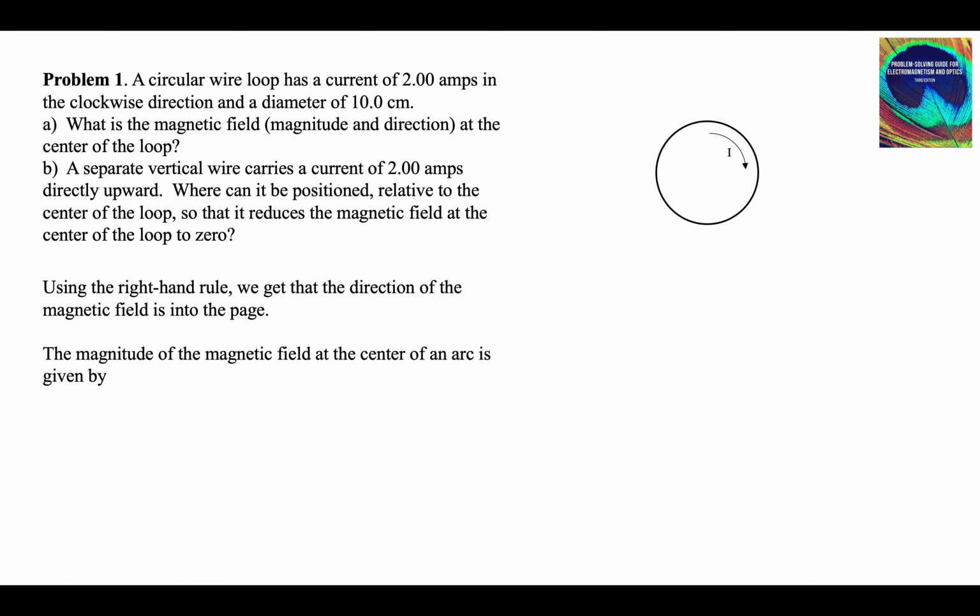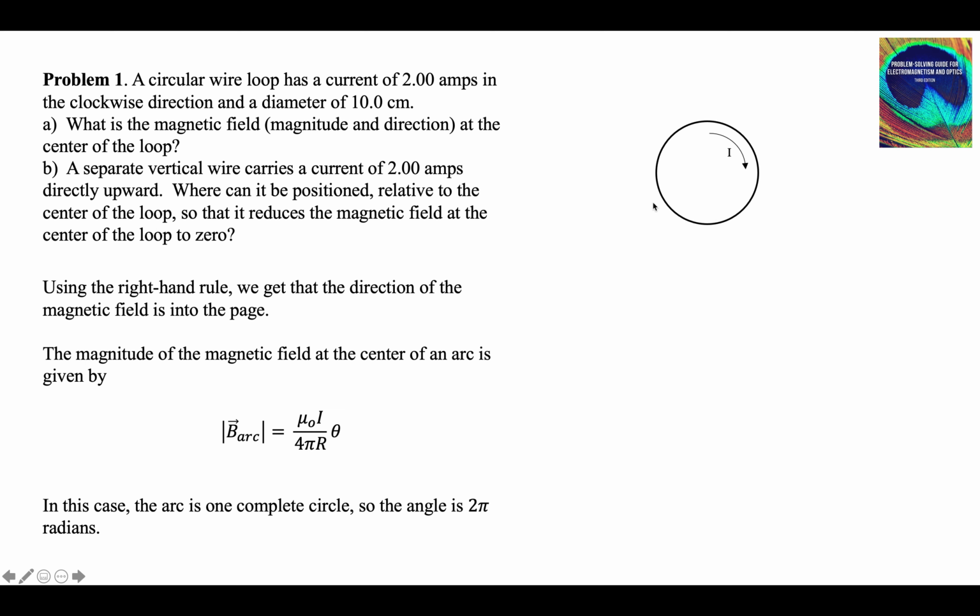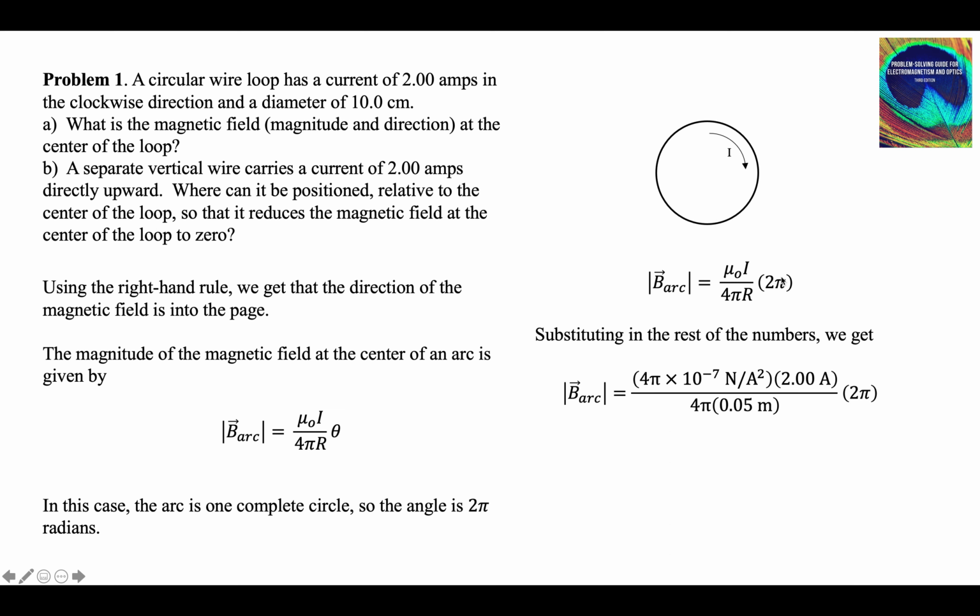Now we have to get the magnitude. The equation is mu naught I over 4 pi r times the angle of the arc, theta, and that's one time around, which is 2 pi. So this theta is 2 pi, one complete loop. So now we can plug in 2 pi and all the rest of the numbers.